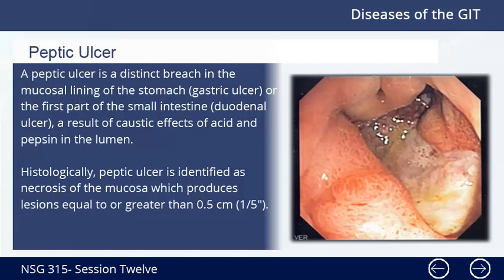Peptic ulcer. A peptic ulcer is a distinct breach in the mucosal lining of the stomach, that is gastric ulcer, or the first part of the small intestine, the duodenal ulcer, a result of caustic effect of acid and pepsin in the lumen. Histologically, peptic ulcer is identified as necrosis of the mucosa, which produces lesion equal to or greater than 0.5 centimeter, that is 1/5 inch.